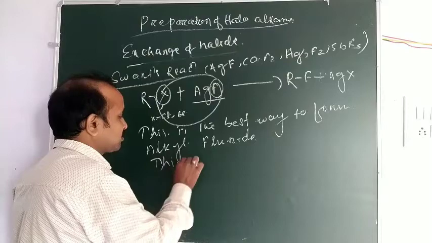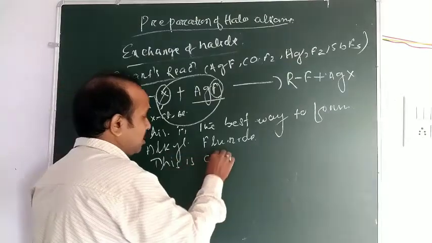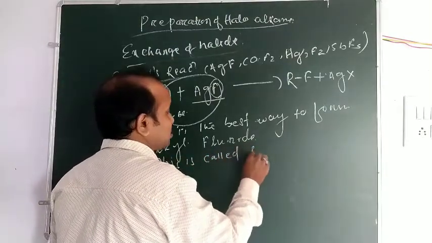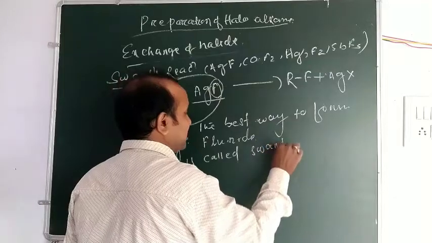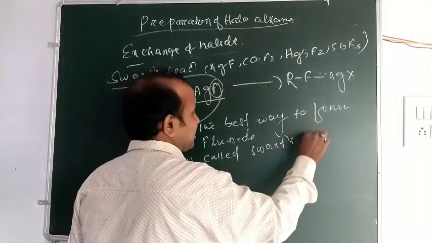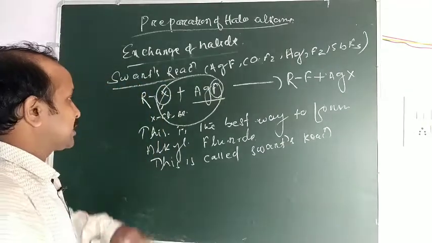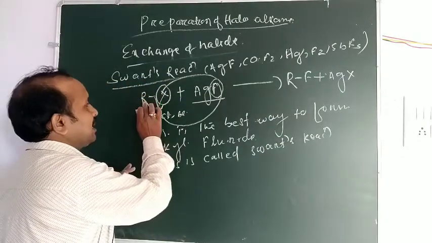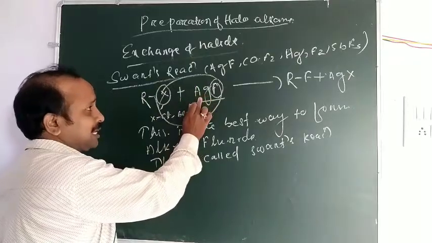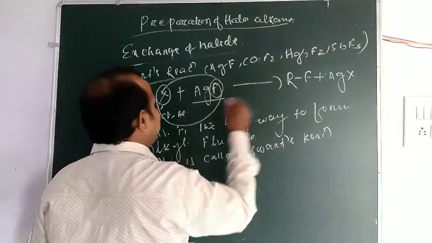called Schwarz reaction. This is called what? Schwarz reaction. Okay, this is called Schwarz reaction. Its statement: when alkyl halide is treated with metallic fluoride, then alkyl fluoride is formed.